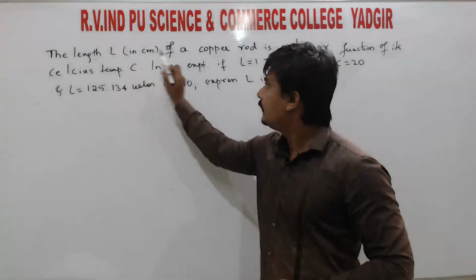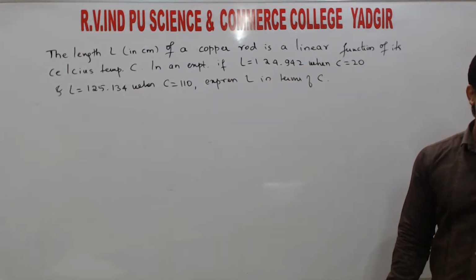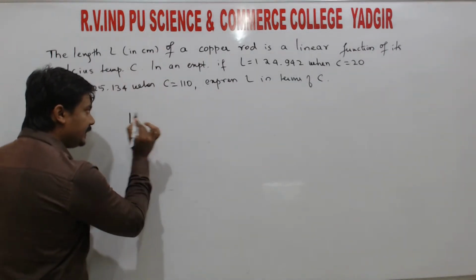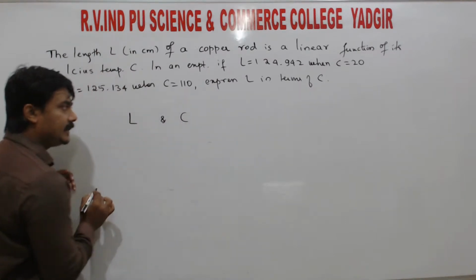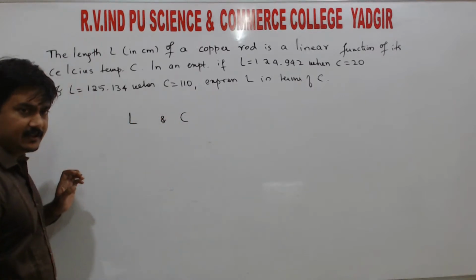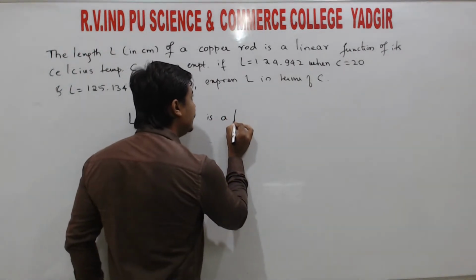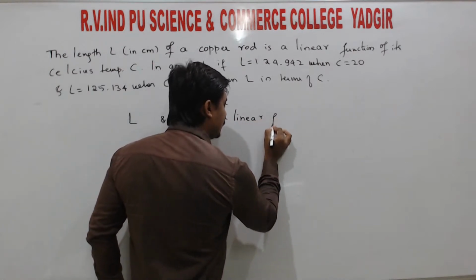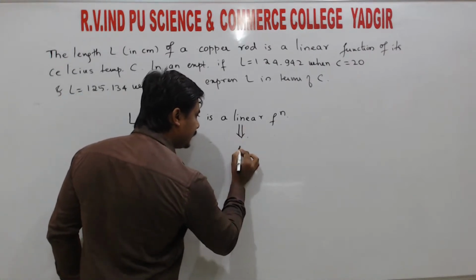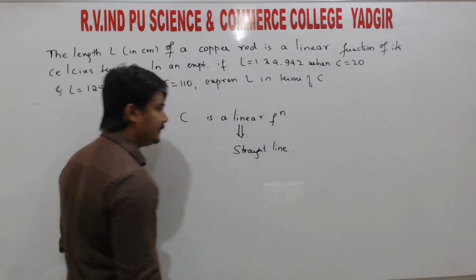The length L of a copper rod is a linear function of its Celsius temperature C. It means that there is a relation between L and C. There are two variables. One is the length of the copper rod, another one is the Celsius temperature. The relation between these two variables L and C is a linear function. It means that the relation between L and C is a straight line. The meaning of the word linear relation is straight line.